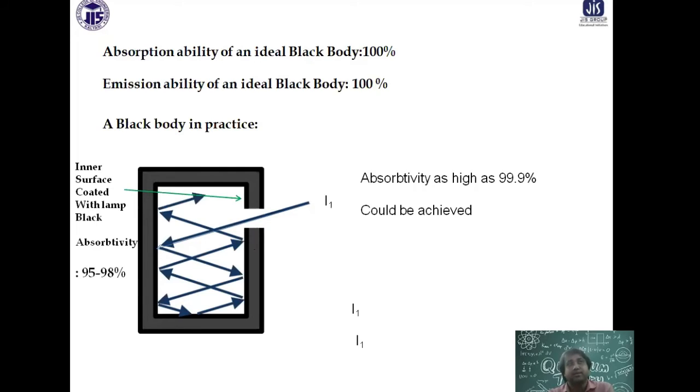It is incident on a black surface. So what would happen? 98% of this incident I1 will be gone and be absorbed inside the cavity. Only 2% will be reflected, following the law of reflection. That is the I2.